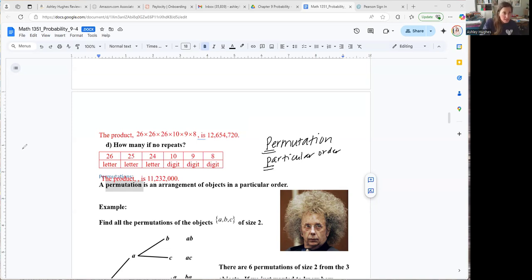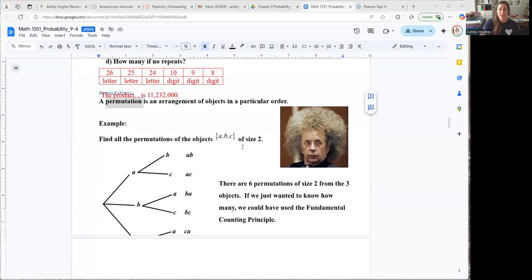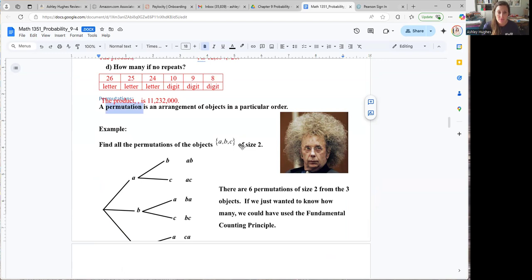So it has an example here. Find all the permutations of the objects A, B, C of size 2. So we're going to just pick 2 of them. So the order matters. It could be AB or AC or BA or BC or CA or CB. There are 6 permutations of size 2 from the 3 objects.